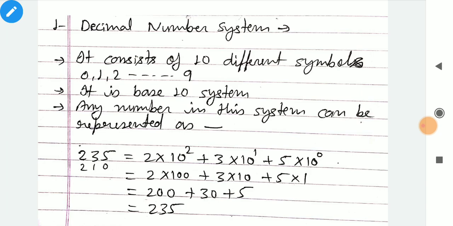So children, when you solve this equation, 2 into 10 to the power 2 plus 3 into 10 to the power 1 and 5 into 10 to the power 0, it will be 2 into 100, 3 into 10 and 5 into 1. Why 1? Because 10 to the power 0 becomes 1. So after solving it, you can see the result is 235. Means the number in decimal 235 can be represented in the given format that you can see on the screen.